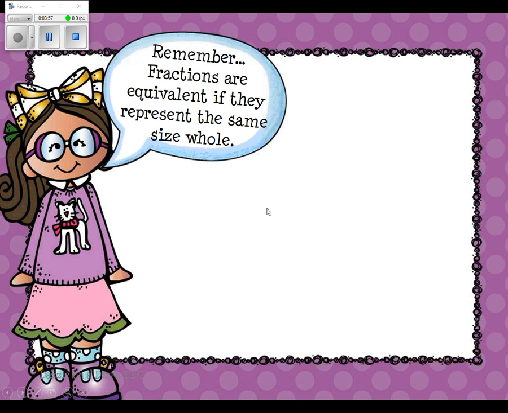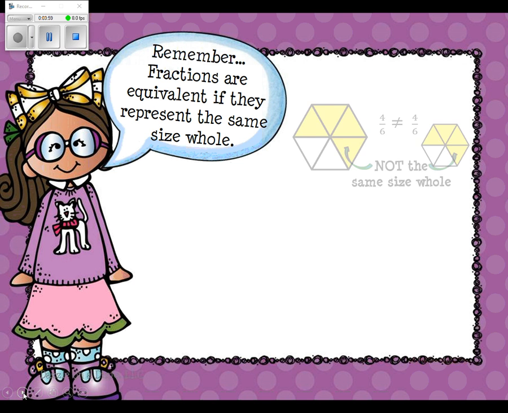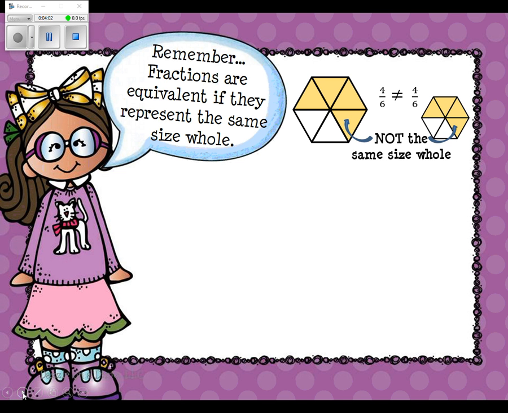Remember, fractions are equivalent if they represent the same size whole. And we've done that with shapes. Here's shapes again, as well as fraction strips. So this is not the same because this is much bigger than this. Now this is 4/6. This is 4/6. These are the same shapes, but they are not equal because they are not equal size parts. So just because you draw two shapes and split it into the same number of parts, you have to remember they have to take up the same amount of space. So in this case, you can't say 4/6 equals 4/6 because this 6 and this 6 are not the same space.